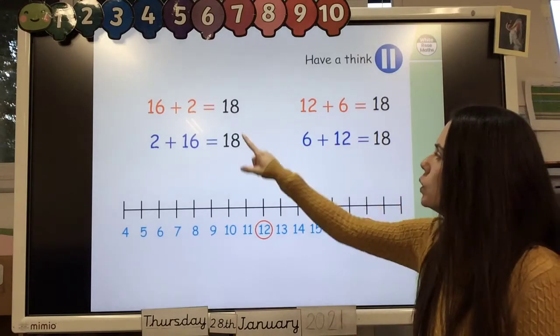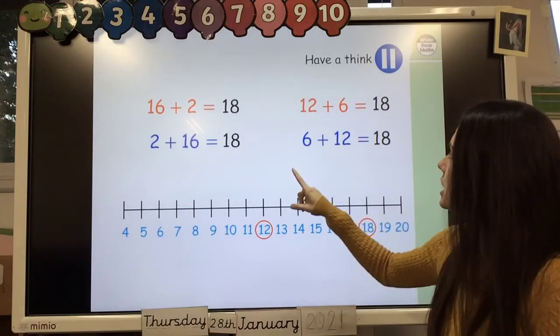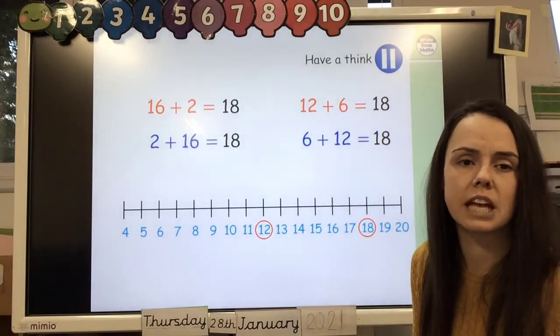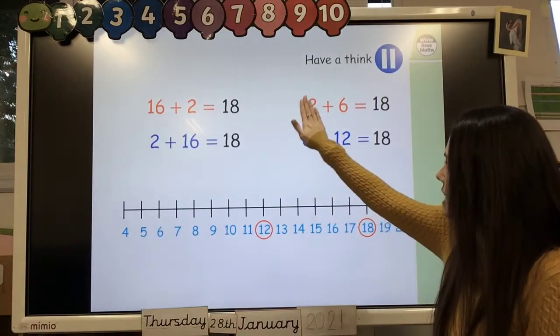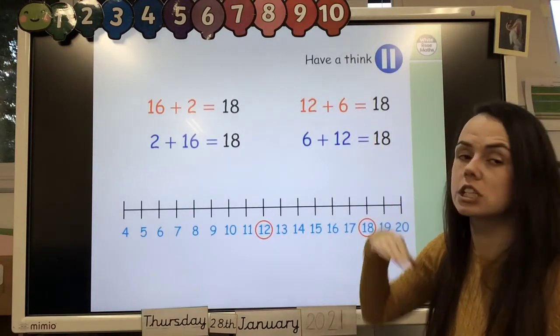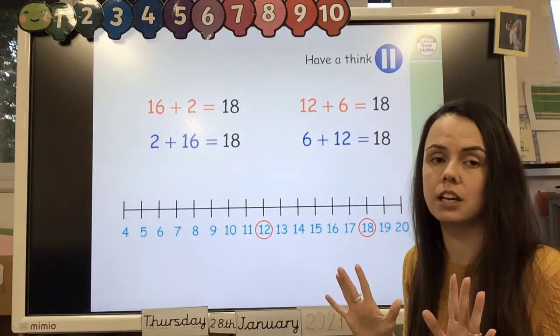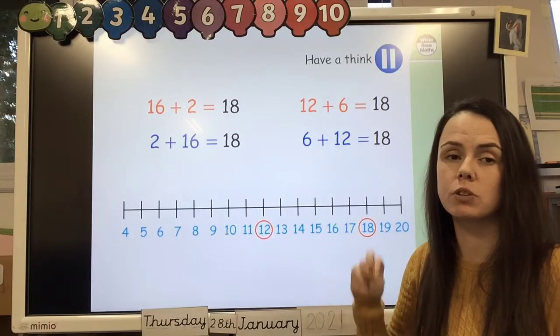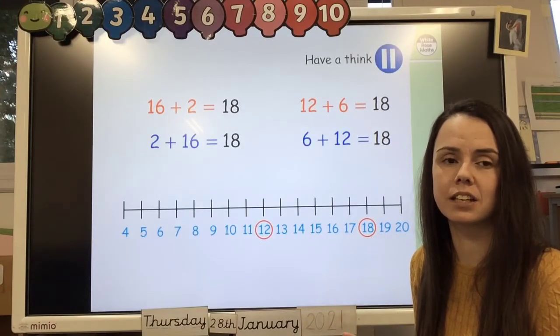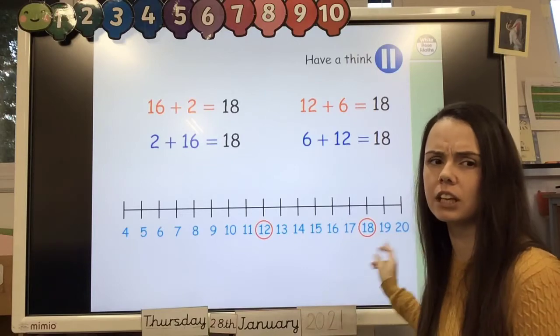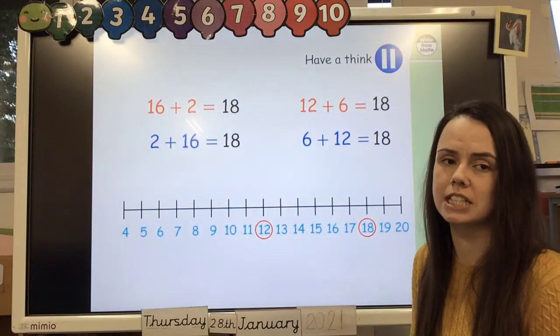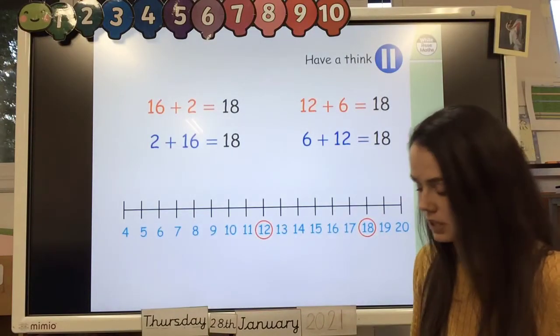So they are all number bonds of making 18. And the only numbers they've used are a 10, a 2 and a 6. So they've all had one 10 and they've either had ones of either 2 or 6s. Oh, that's very tricky. Let's have a look at today's worksheet and see if that will help us.